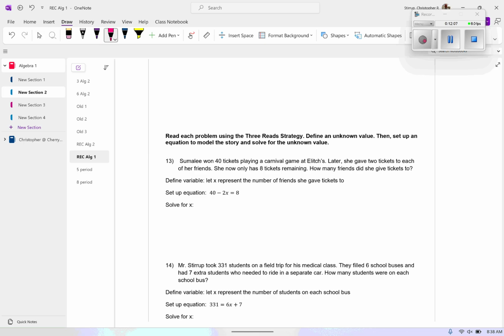Number 13 says, Summerlee won 40 tickets playing a carnival game at Elitch's. Later, she gave 2 tickets to each of her friends. She now has 8 tickets remaining. How many friends did she give tickets to? So go ahead and solve that.